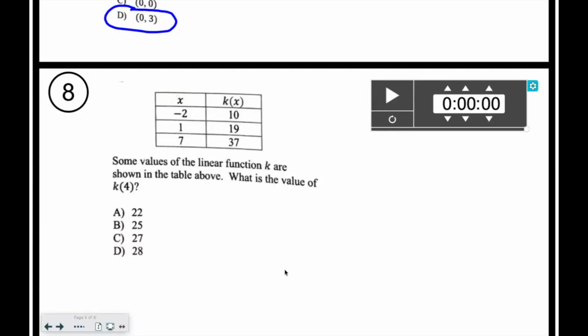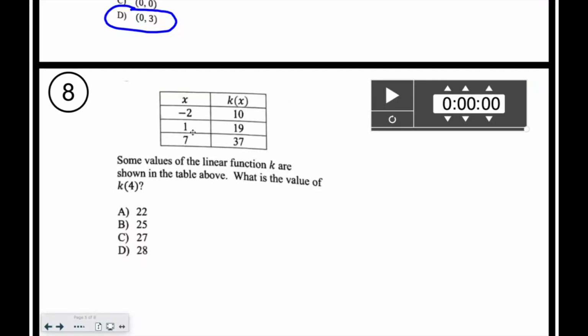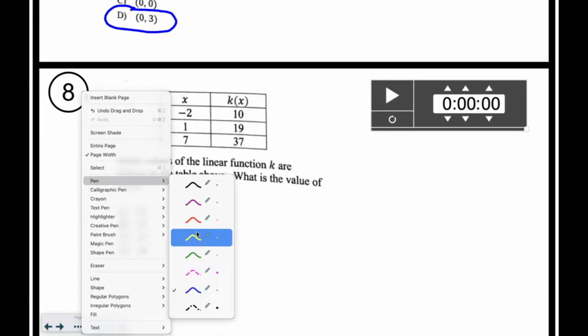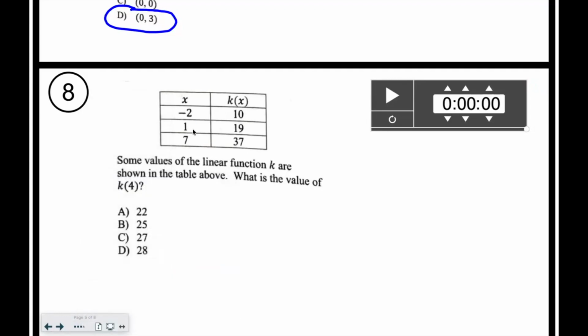And then this one even has a shortcut. If you notice that they're asking us for 4, 4 is directly between 1 and 7. So since it's linear, the answer is just going to be directly between 19 and 37. And the way that you find the number halfway between something is the average. So you could just do 19 plus 37 divided by 2 and also get 28. So just things to look for.